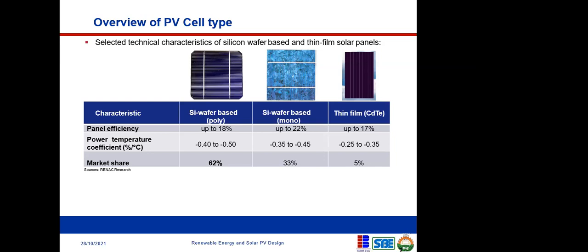Now they all have their own different characteristics. They have their own ups, they have their own downs. We are going to look at all of that. But just as a snapshot, if you look at the table, the first one that we have is the polycrystalline PV system, or the SI wafer base. SI means silicon wafer base system.